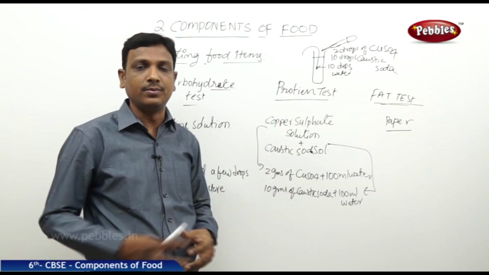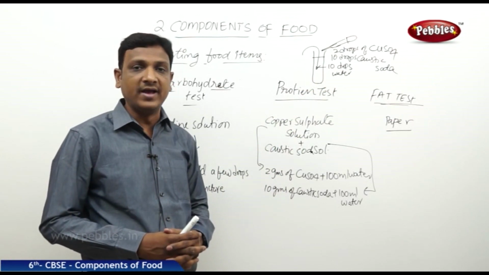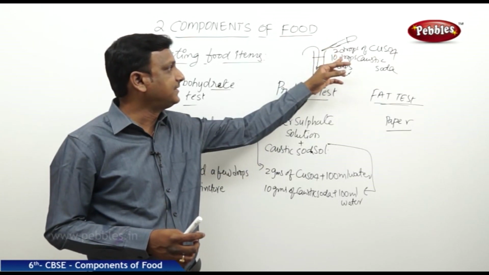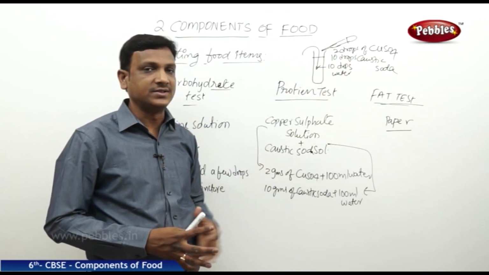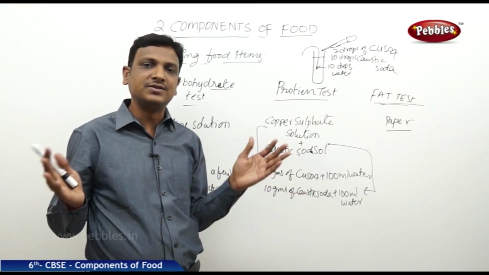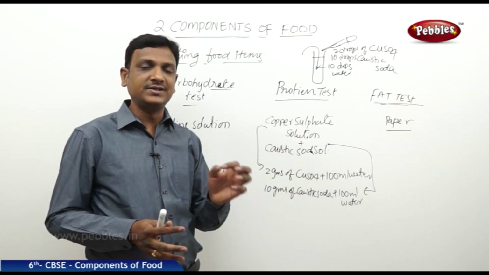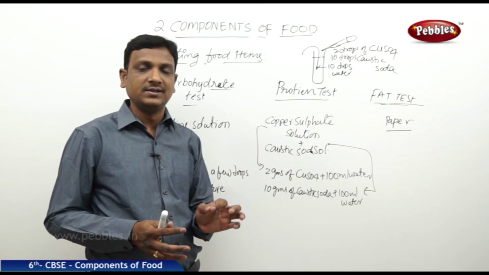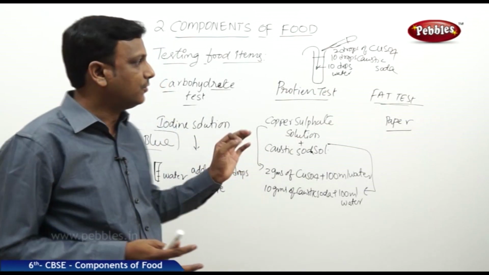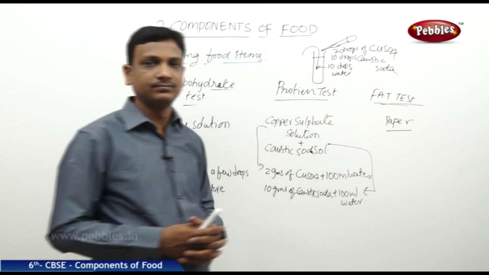protein. Protein is found, protein is present, when the color changes to violet after adding copper sulfate solution and caustic soda. If there is no color change, then there is no protein. So in this way you can identify the presence of protein in the food item by doing this protein test.